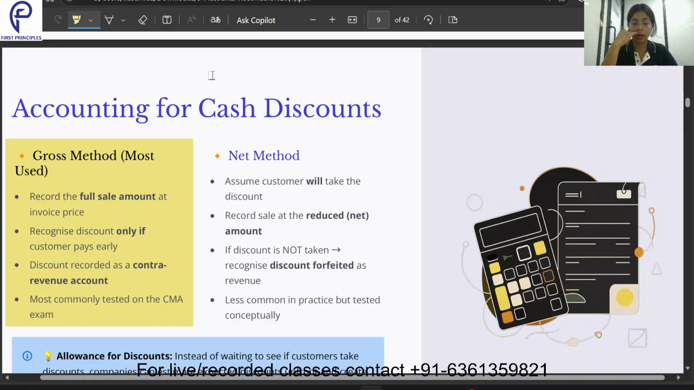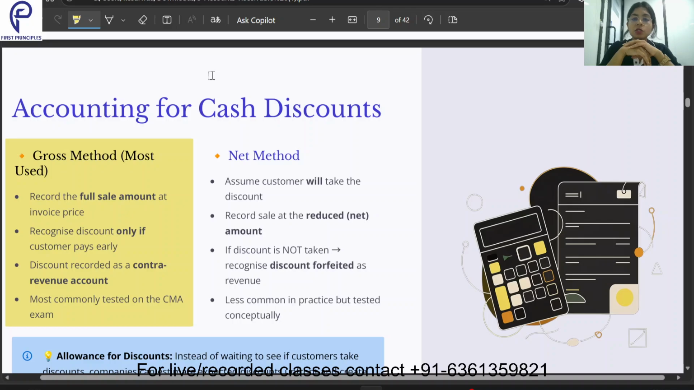For example, in the above one we saw 2/10. That means the customer is going to avail the 2% discount if they pay within 10 days. But in the gross method, I am assuming the customer is not going to pay within 10 days. So we will record the full sale amount at the invoice price. Suppose I sold the goods for $1,000, I will record the entire 1,000 amount as my accounts receivable.